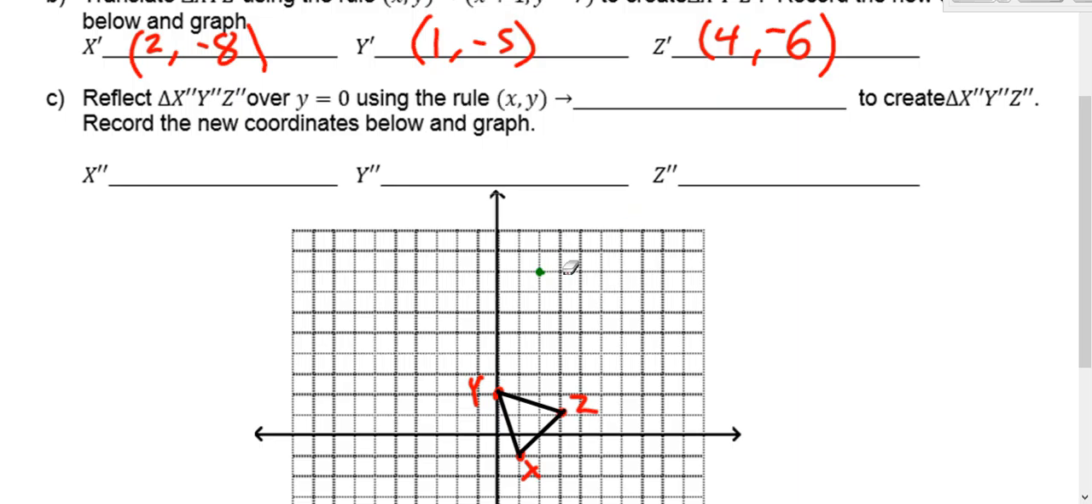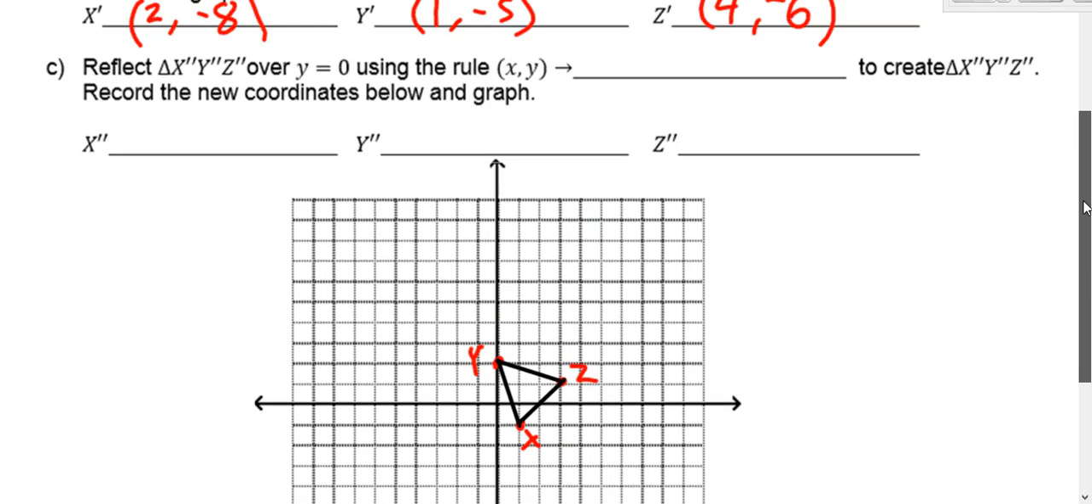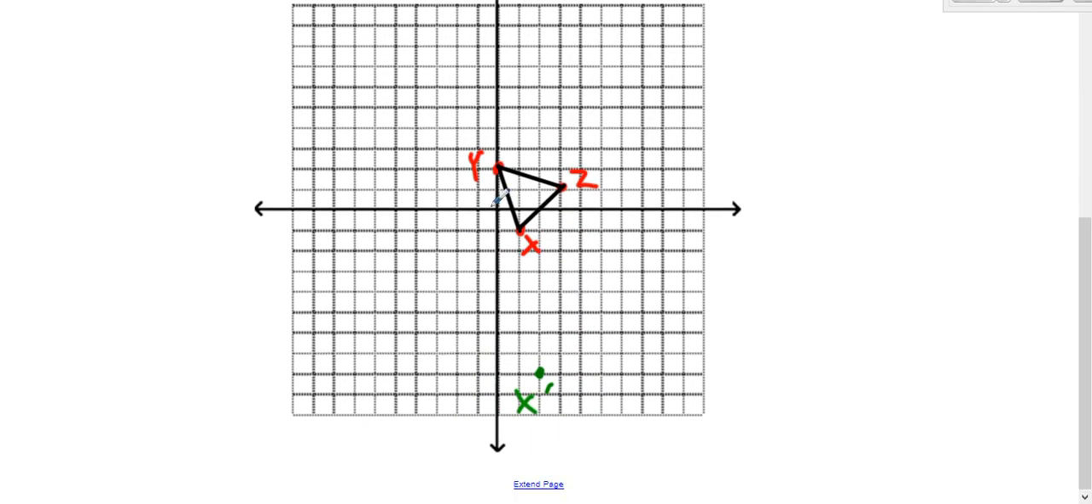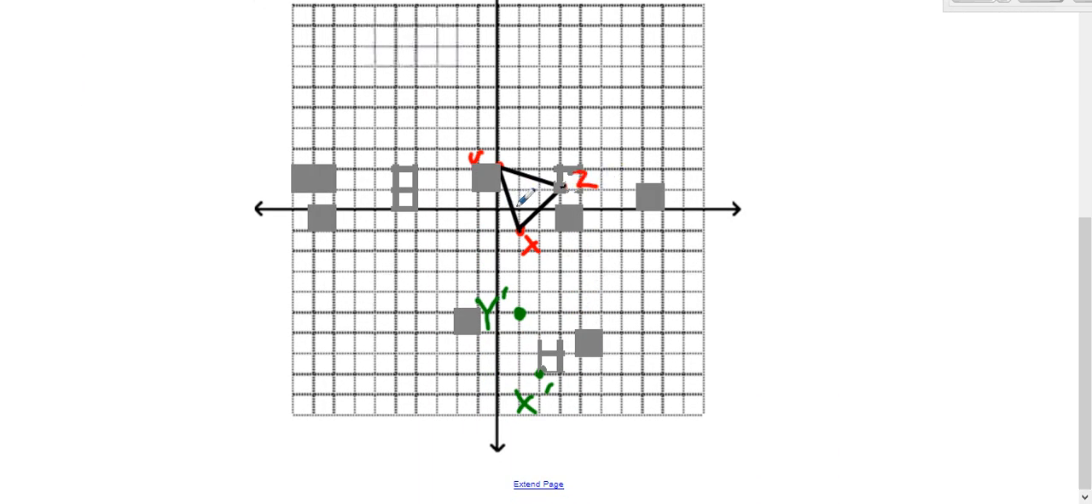Put 2, negative 8. That's X prime. Y is 1, negative 5. That's Y prime. And Z prime is 4, negative 6. So there's X prime, Y prime, and Z prime.